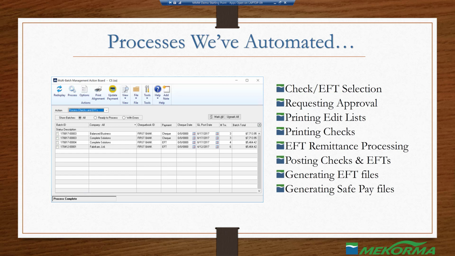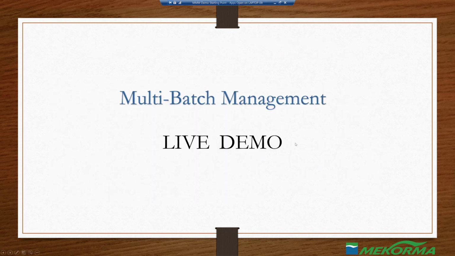And it automates these processes across multiple batches, across multiple companies at the same time. So you could have 2, 4, or 100 batches, and they could be in one or many companies. And in a single process, you can build your batches or print your checks or any of the other processes listed here. Now, with that, let me show you how it works.